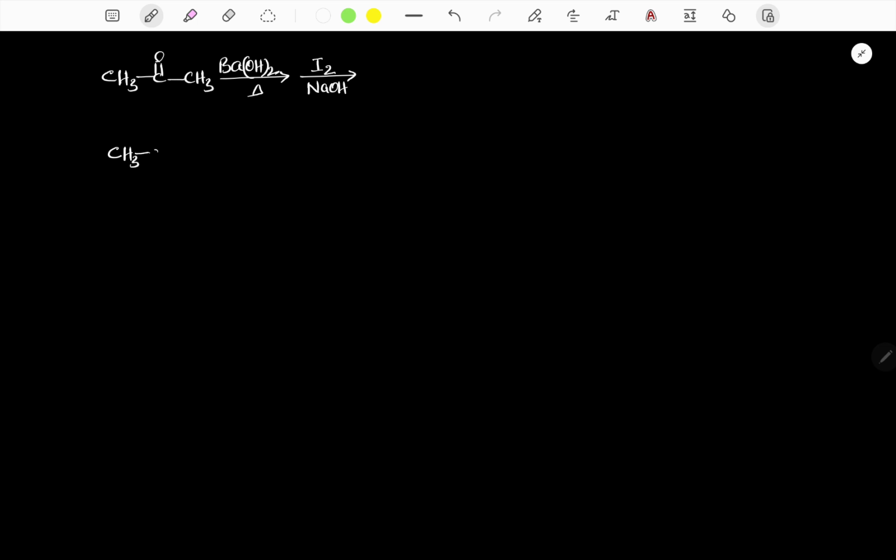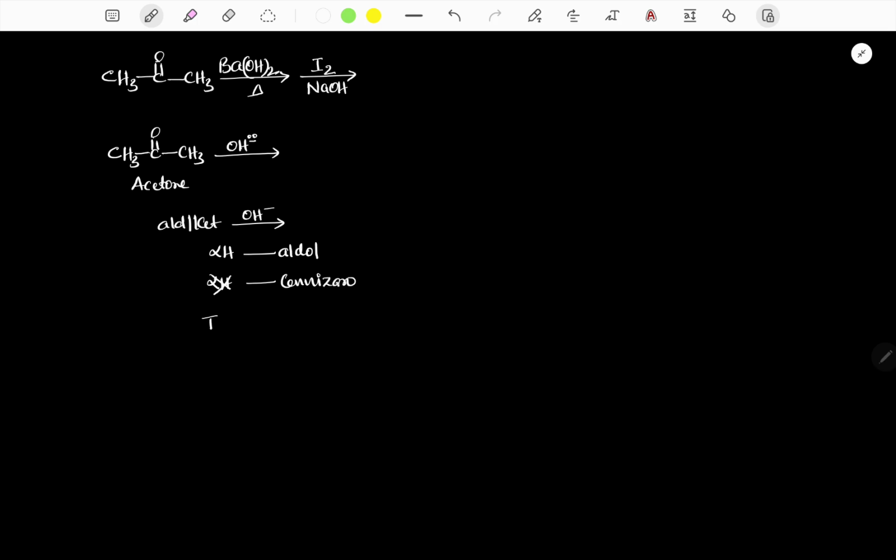The reactant acetone is a ketone. Acetone, with a ketone functional group, is treated with a base, barium hydroxide. Whenever an aldehyde or ketone is treated with a base, if alpha hydrogen is present, aldol condensation occurs. If alpha hydrogen is not present, the Cannizzaro reaction occurs. If Tollens reaction conditions are present, then aldol addition is followed by crossed Cannizzaro. So first we should think about these reactions.